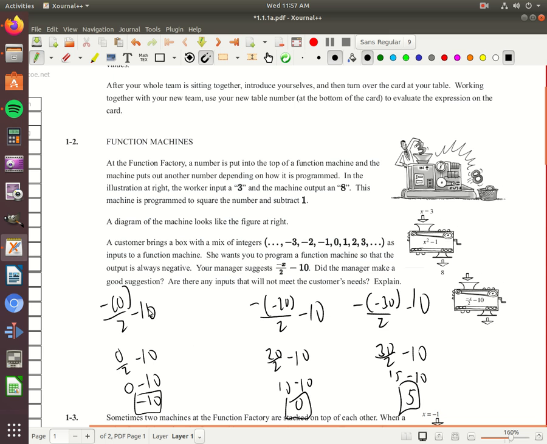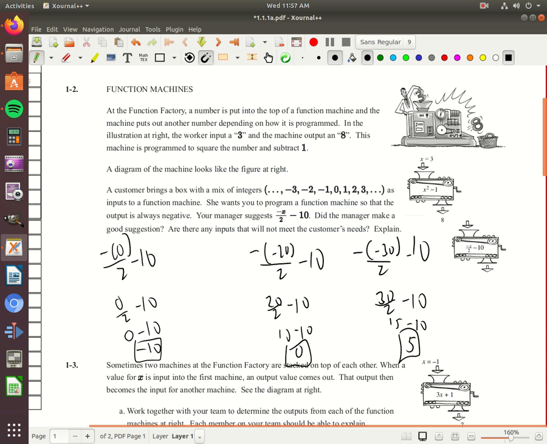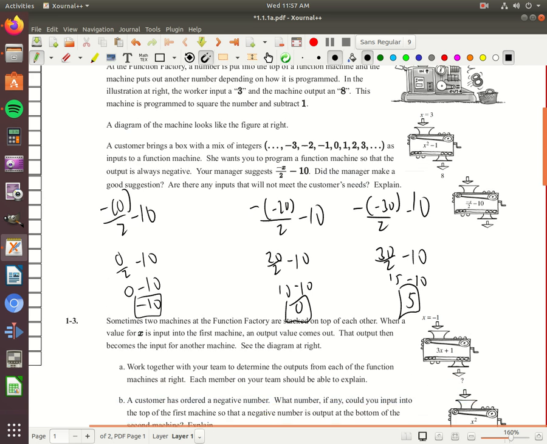So ironically, the larger the number I plug in, it's going to be negative. The smaller the number I plug in, it will actually turn into a positive number. So the manager needs to rethink that.